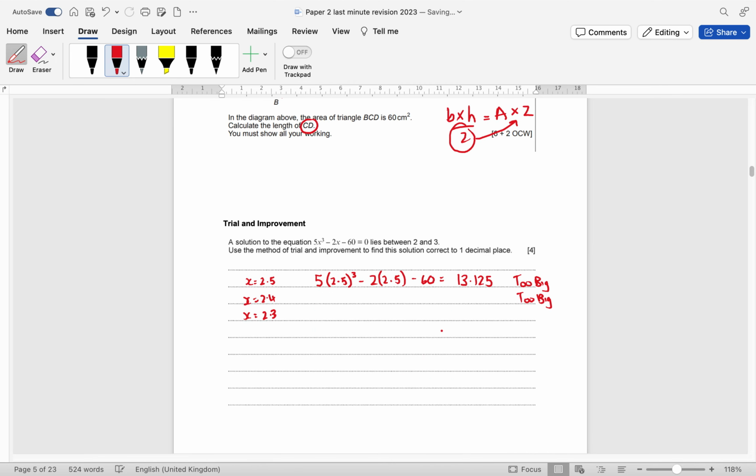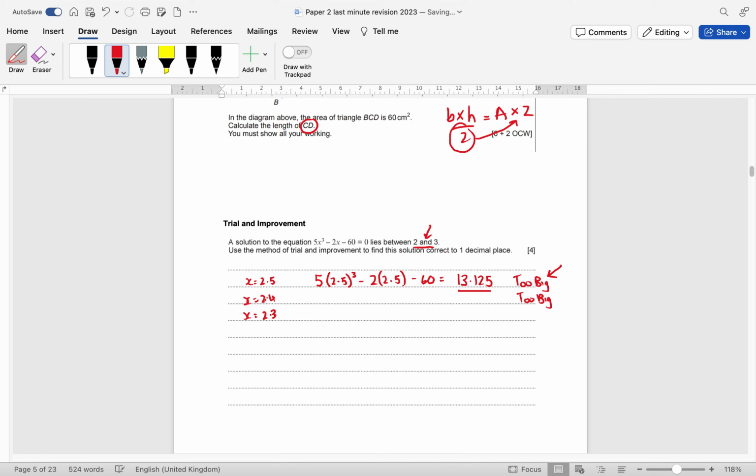Trial and improvement. I'm saying very little, okay? You've got a calculator, use brackets to sub things in. Pick the number halfway between what they tell you. If they tell you use trial and improvement is between 2 and 3, start with 2.5. Please write your evaluation. Is this too big, too small? Well, 13.125 is above 0, is too big.